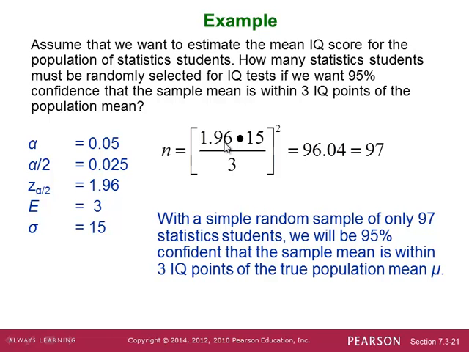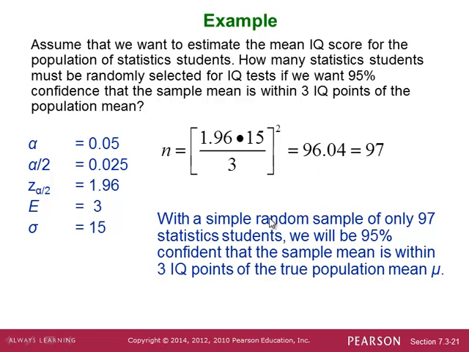We're going to have our 1.96, which is our Z value associated with our critical level of 0.05, which is the same thing as saying 95% confidence. And then 15 is going to be an estimate from somewhere. So when you do this calculation, 1.96 times 15 divided by 3, and square that result, that equals 96.04. Round that up to 97.